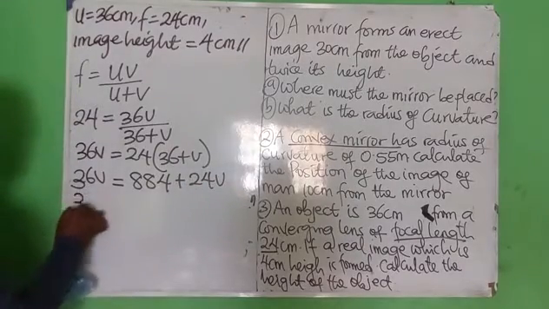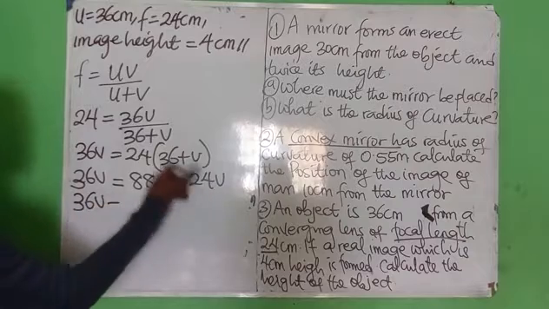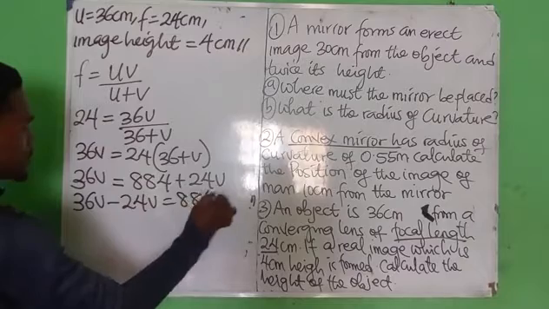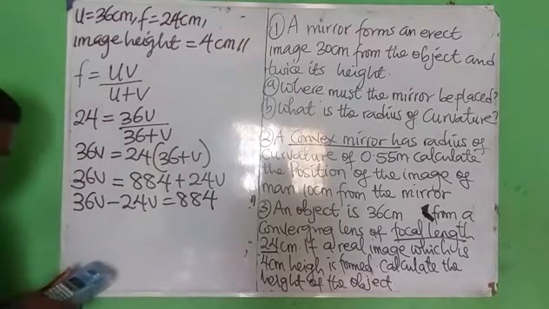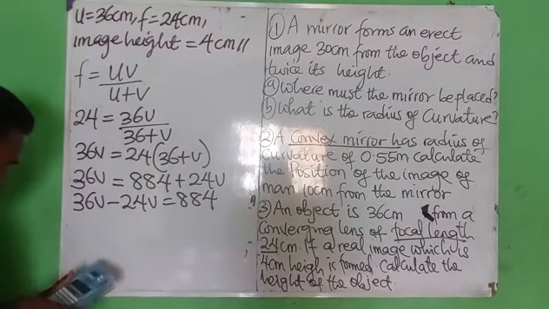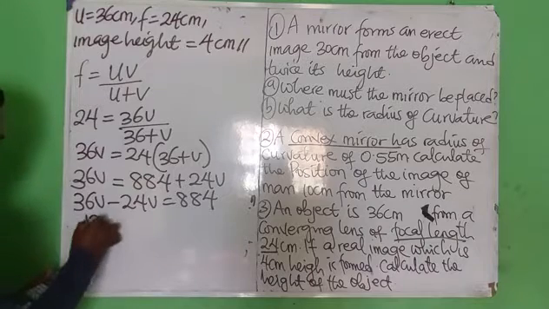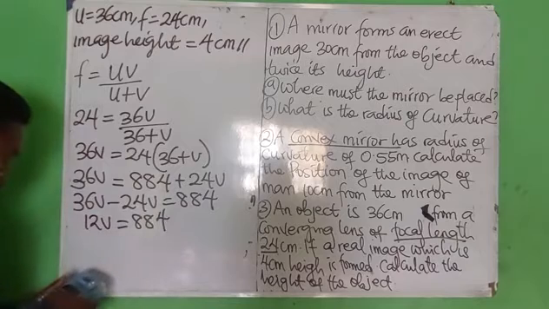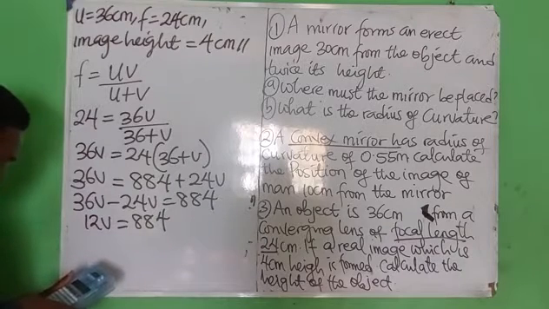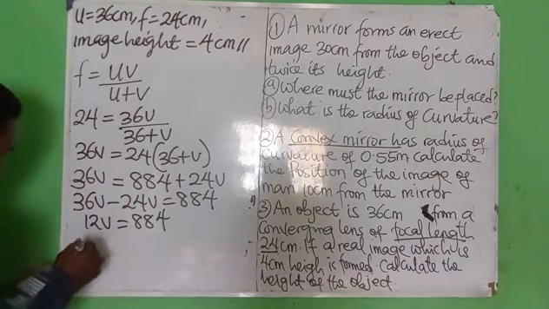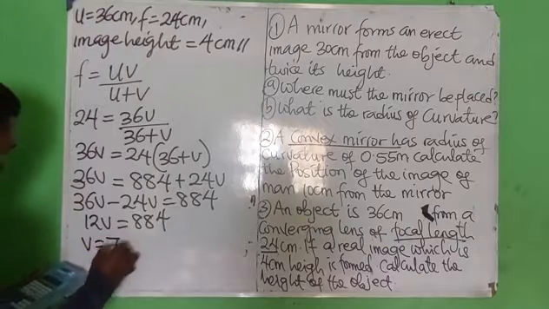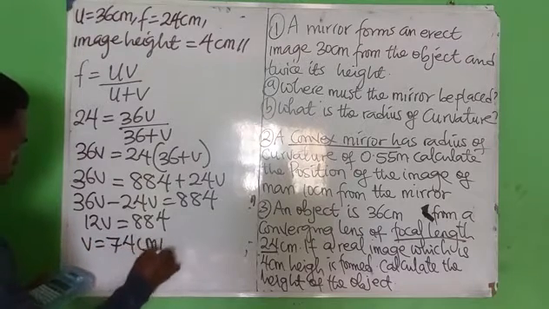So what do I do next? We collect them. That is 36V minus, because it's coming over, 24V equals 864. So 36 minus 24 equals 12, 12V equals 864. So 864 divided by 12, V therefore becomes 72 centimeters.